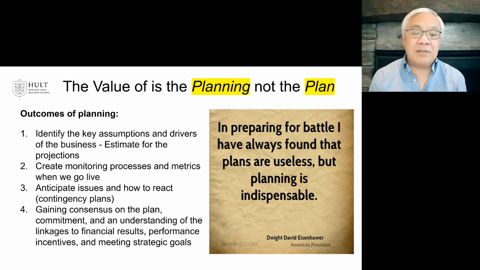Third is anticipate issues and how to react. So this is the point I was making about contingency plans. If something goes wrong, what do you do? If something goes much better than anticipated, what do you do? Can you ramp up production and sales?